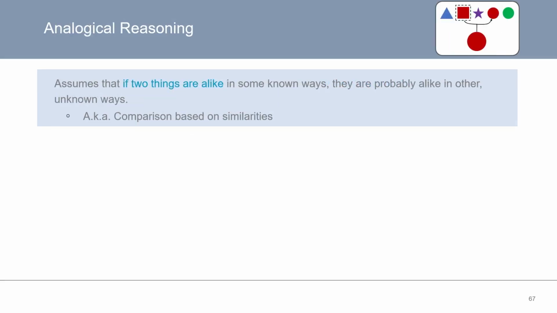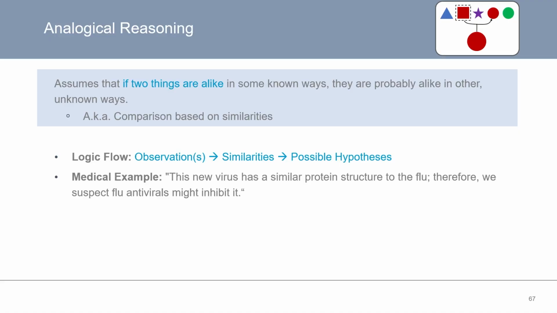And lastly, we look at analogical reasoning, which assumes that if two things are alike in some known ways, they're probably alike in other unknown ways. This is basically a comparison based on similarities. The logical flow here begins again with specific observations, then looking for similarities between those observations, and using these similarities to form possible hypotheses. As a medical example, we might speculate that this newly observed virus has a similar protein structure to the flu. Therefore, we might suspect flu antivirals might inhibit it.